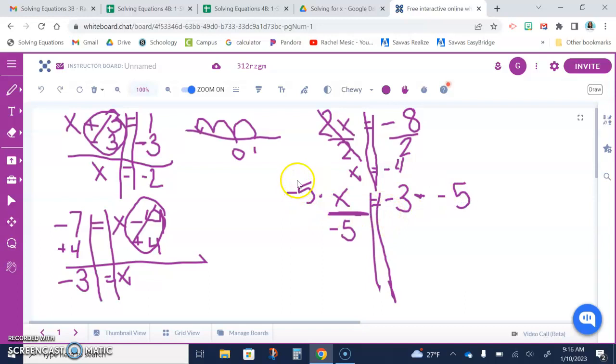All right, 5/5 is 1. And if we have 2 negatives, that's a positive. So we're left with just x. And then negative 3 times negative 5 is positive 15.